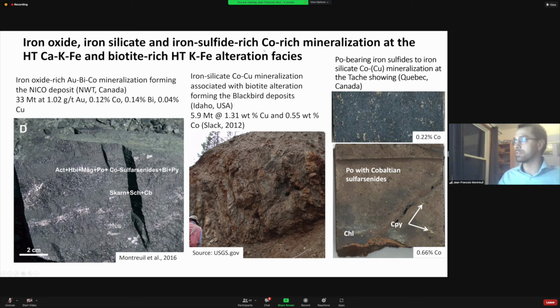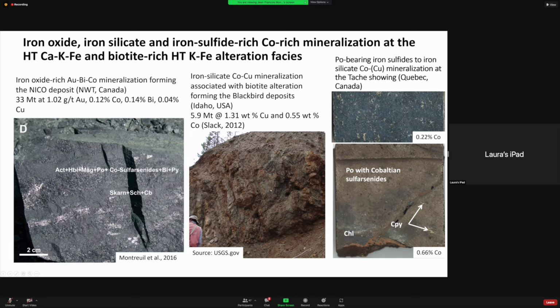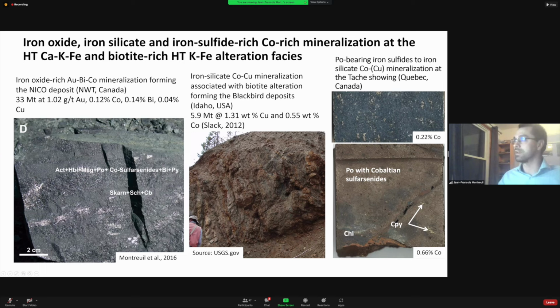So we have three examples here. One deposit, the Nico deposit in Northwest Territories in Canada, where we have relics of a skarn assemblage overprinted by the calcium potassic iron alteration assemblage. There it is. We have the iron silicate example, the Blackbird suite of deposits in the Idaho Cobalt Belt in the US.